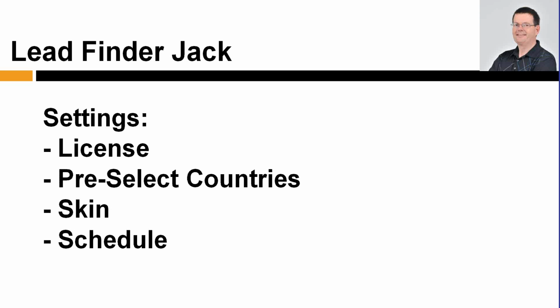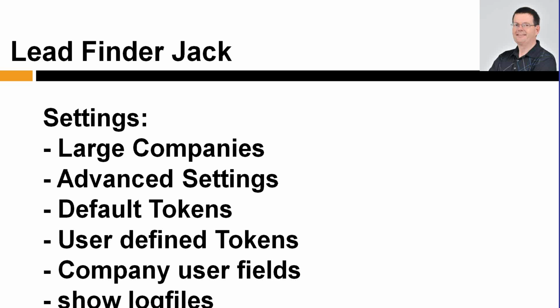So the next thing is settings. So in the settings screen, you enter the license. You can select the countries you want to target. You can change the skin, the look and feel. You can set a schedule when you want to start sending the emails every day. There are other settings like large companies, advanced settings, default tokens, user-defined tokens, company user fields, and show the log file.